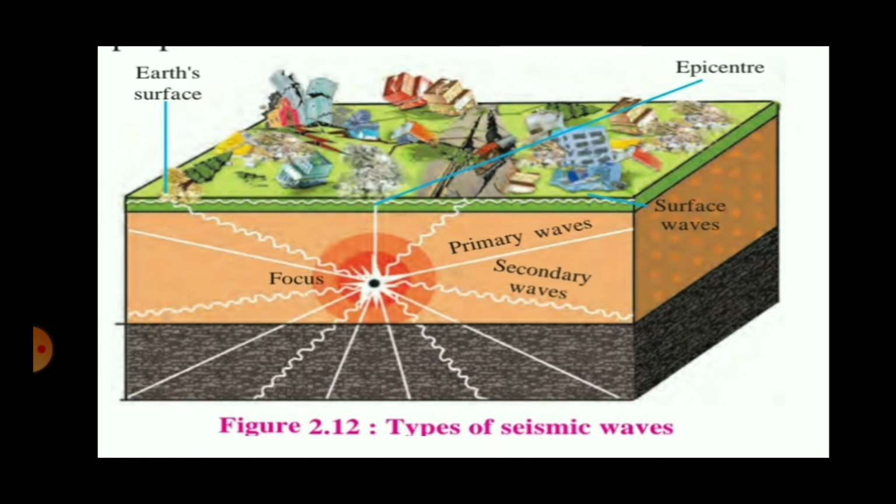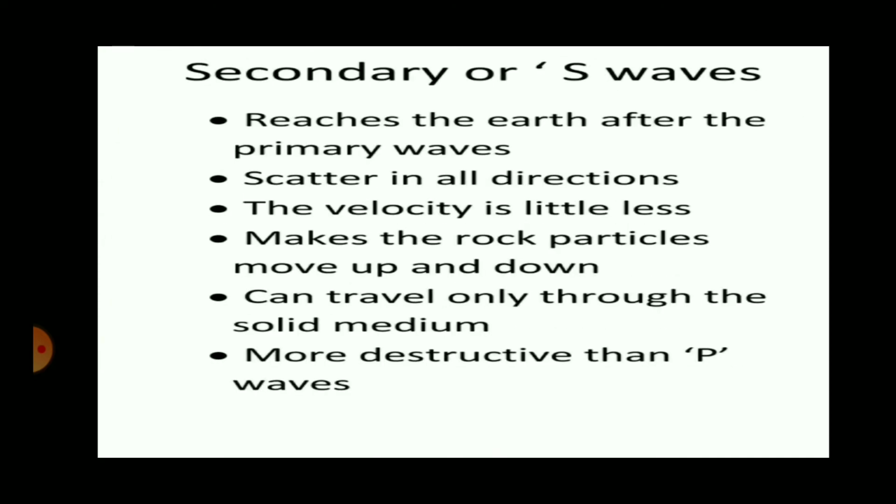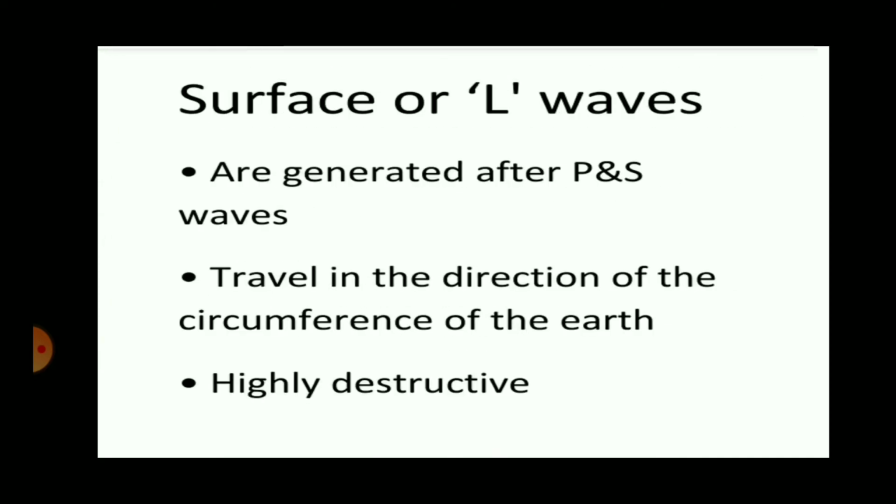But these are the most destructive waves, because in these waves the particles move not only horizontally but vertically also. There is a back and forth movement of the particles, and at the same time a vertical, up and down movement. Maximum damage is caused because of the surface waves, or the L waves. So this was about all the three types of seismic waves.